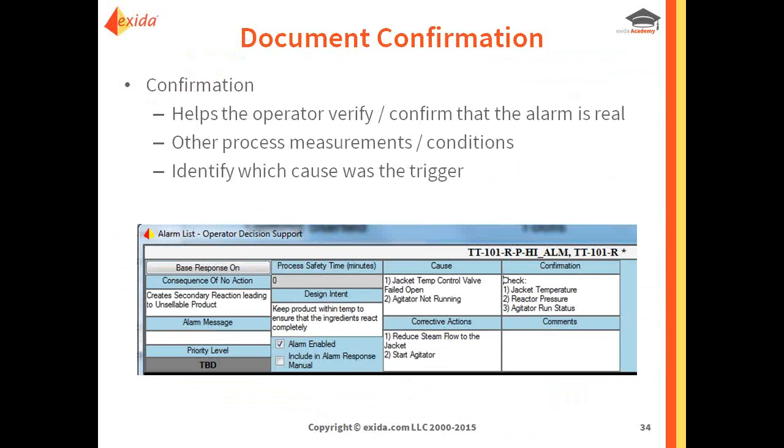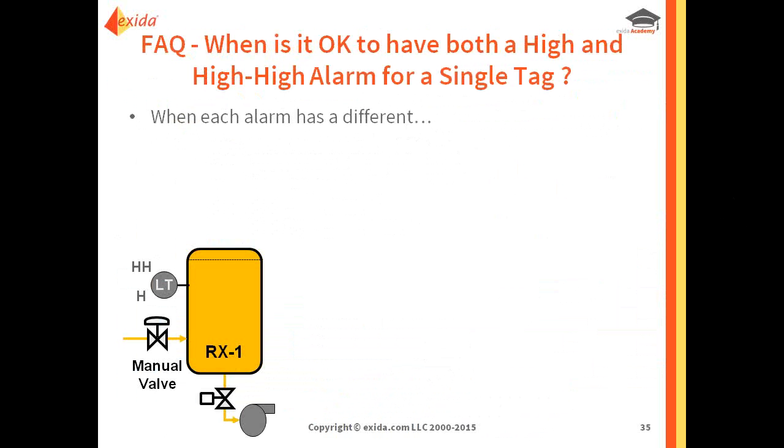The other thing about providing the confirmation information is it can help the operator figure out which of the multiple causes that you have defined is the one that was actually the trigger in this particular case. And we can number them as you see here, where they all correspond to each other, or in any other scenario that makes sense. So we've basically determined now that we do need the high alarm.